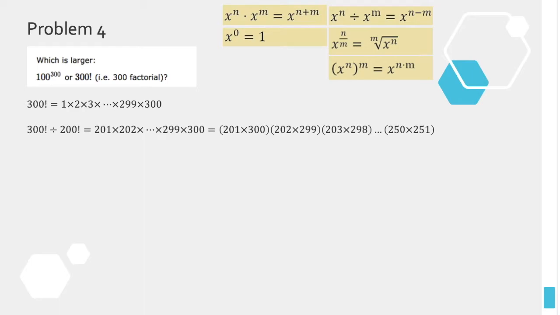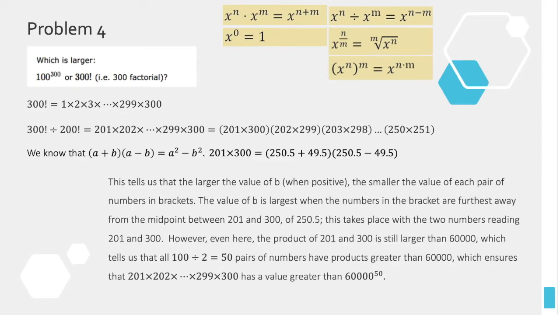On the screen here, I have split these 100 numbers into 50 centralized pairs. When I see this, it reminds me of a formula that says a plus b times a minus b is equal to a squared minus b squared. Since these pairs are centralized, meaning they derive from the same number, in this case the number right in between 201 and 300, so 250.5, we know that a stays the same with a value of 250.5 for all pairs. However, b, assuming it is positive, gets larger and larger as the numbers in the pairs move away from each other. As b gets larger, b squared gets larger.